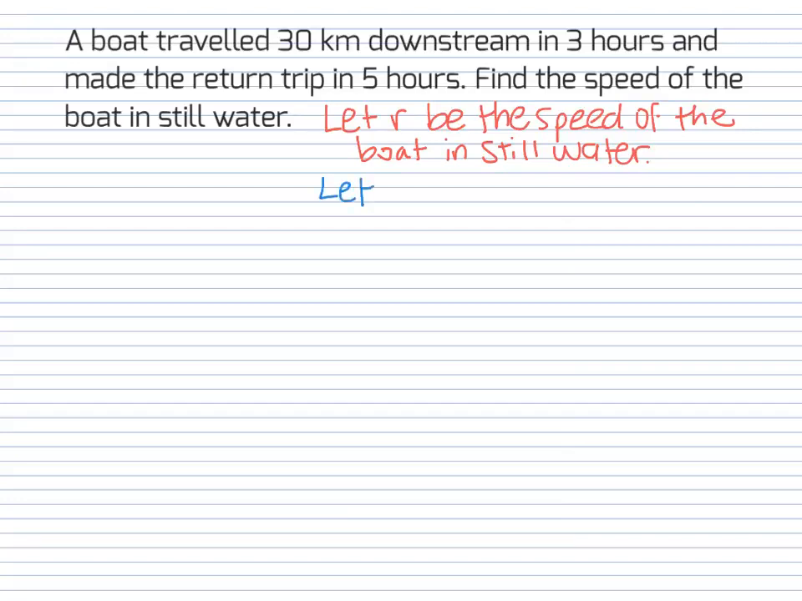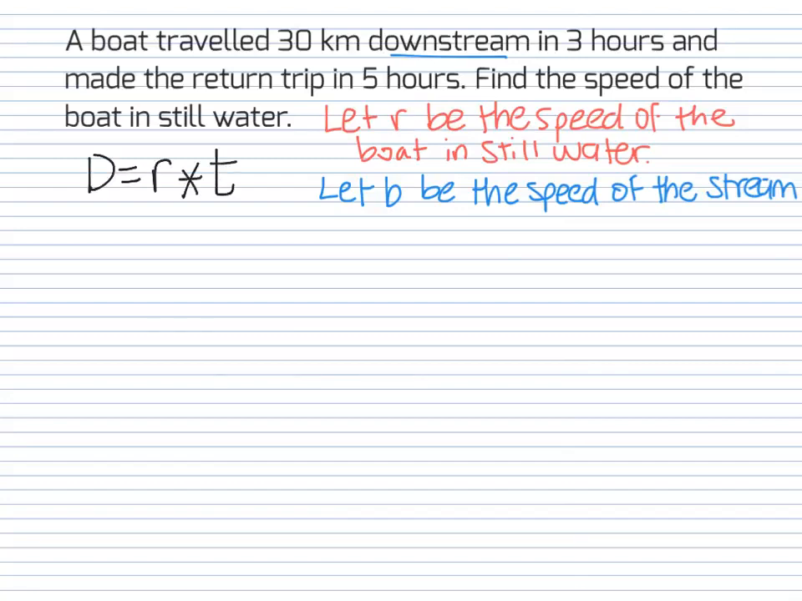But I also know that we have downstream and upstream. That means that the stream itself has a rate as well. We're going to call that b. You can pick any letters that you like for these. So you know that distance equals rate times time. Well, we have to talk about the rate in terms of downstream and upstream. There are going to be two parts for the rate there. I know that the distance is going to happen to be the same for both of them, so 30.